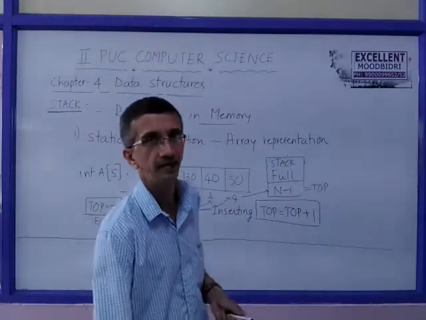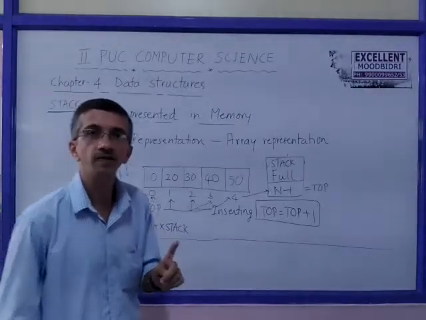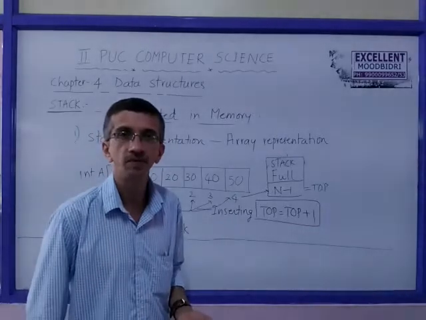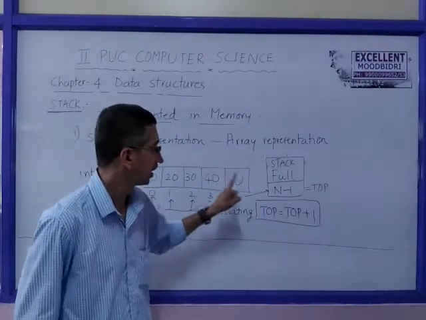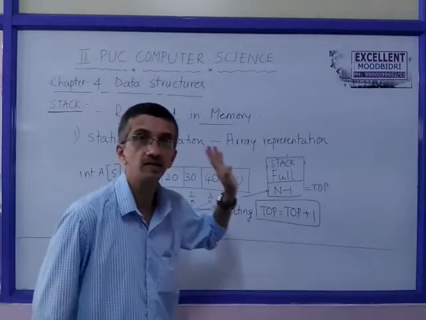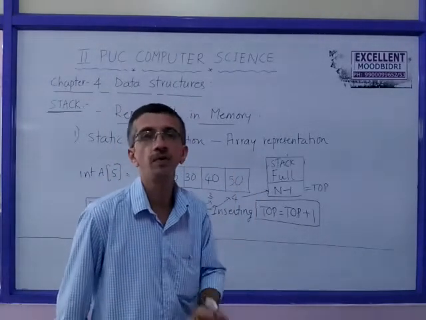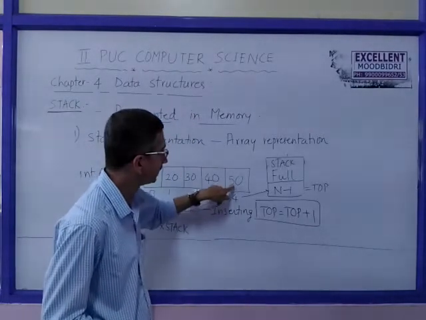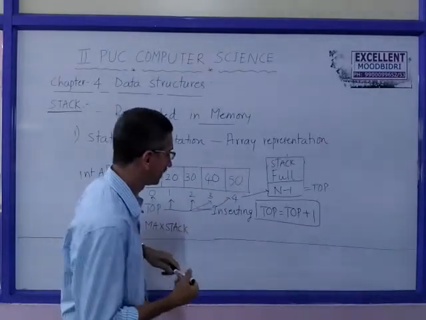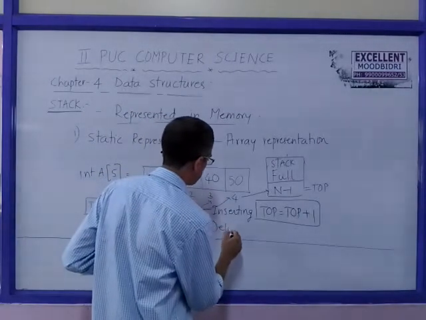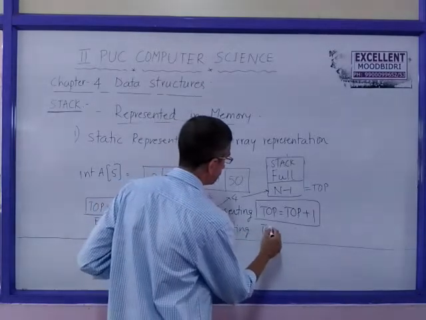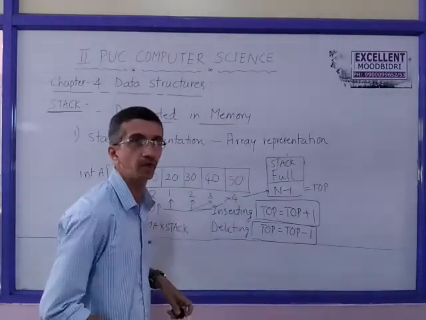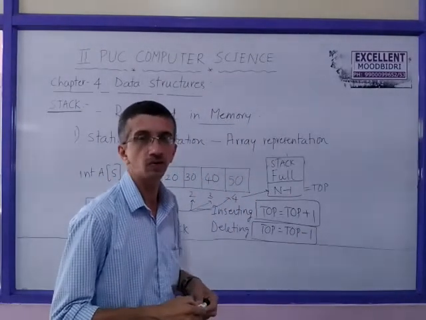Deletion. How do you delete? Deleting an item also happens at the same end, top. You know it. That means which item should be deleted from the stack? The top item only. You cannot delete other items when there is the topmost item, because it is the principle of operation of the stack. Now deleting means removing this, decrementing the top. So deletion or removal is top is equal to top minus 1. The deletion operation is given by the expression top is equal to top minus 1.